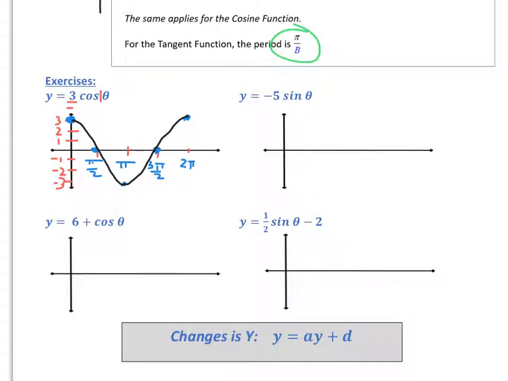Okay. All right, so questions that may be asked, beyond just graphing. Number 1, can you tell me what the x-intercepts are? It's very simple. Just read them off the graph. Pi over 2 and 3 pi over 2. Done.